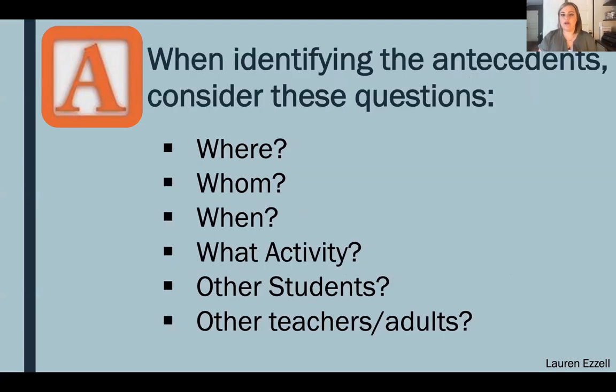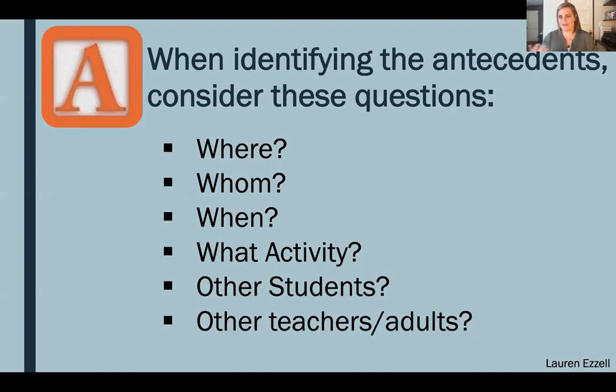Things to consider when identifying an antecedent. So when we're trying to figure out what is triggering this behavior, we need to look at where does the behavior occur? Is it in a certain classroom? Is it at school? Is it at home? Is it in the library? With whom does the behavior occur? Are there certain teachers that the behavior occurs more frequently with, or certain peers that we see the behavior occur more often with? When does the behavior happen? What time of day?